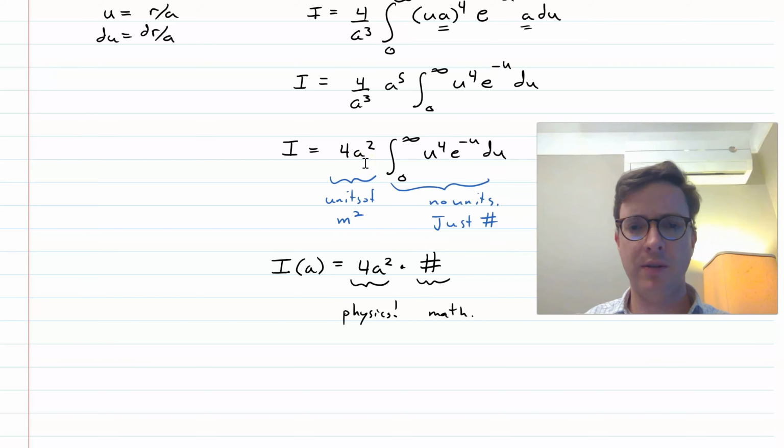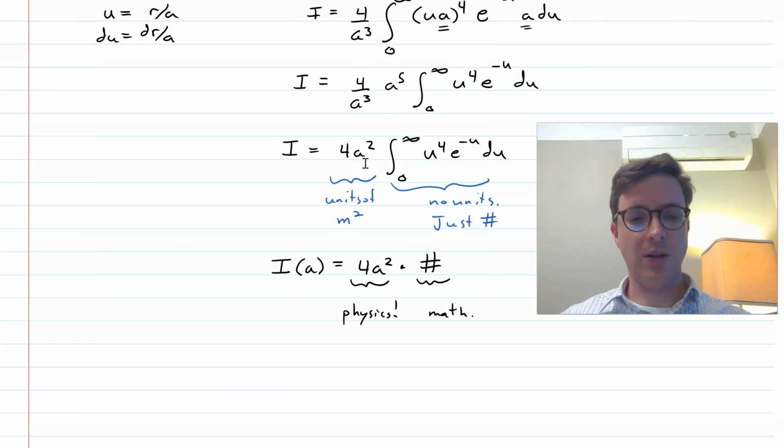Let me try to summarize. So these are the steps that I would like you to go through when you encounter an integral. Think about what the result can depend on, think about what the units are, and then think about changing to a dimensionless integration variable that'll help you separate the physics from the math.